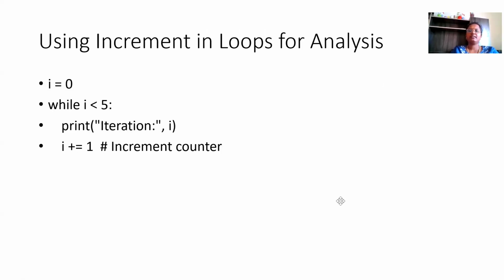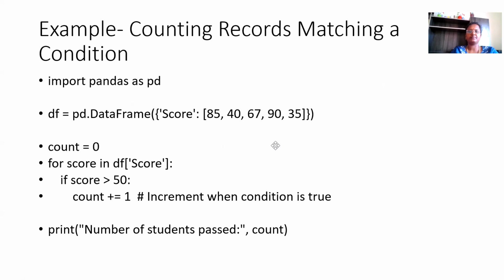Where we use the increment and decrement operators, the most important place is loops. When we enter into data analysis, most of the time we will use loops. At that time, increment and decrement operators play a major role. For example, you can see it here. One more example is counting records matching a condition. Here we have taken a data frame as the input data, with the scores 85, 40, 67, 90, and 35.